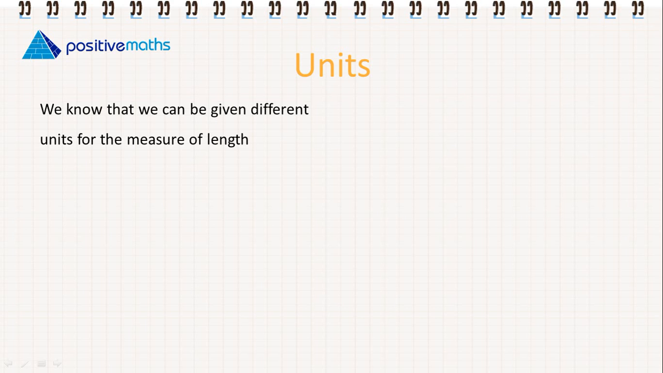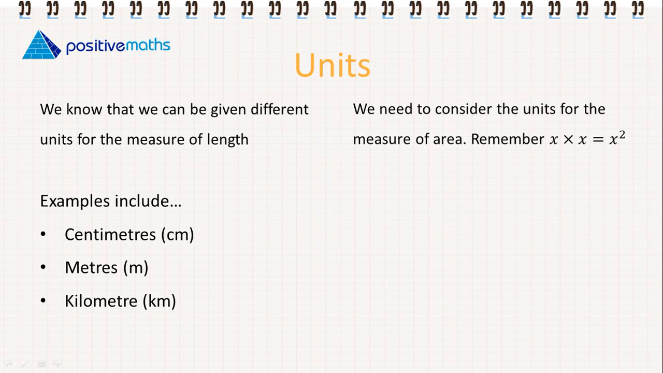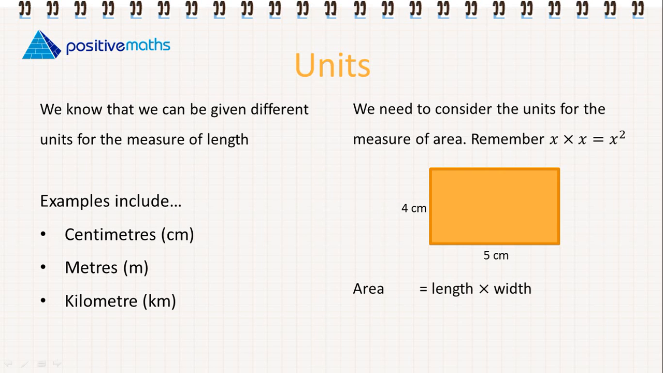We know that we can be given different units for the measure of length. So examples, we can be given centimeters, meters, kilometers. We need to consider the units for the measure of area, which we just previously talked about. So we remember x by x is equal to x squared. So therefore, if we have 4 centimeters by 5 centimeters for our area, our answer is going to be centimeters squared. So it's very important when we're doing any questions relating to area or perimeter or length that we always remember to include our units in our answer.